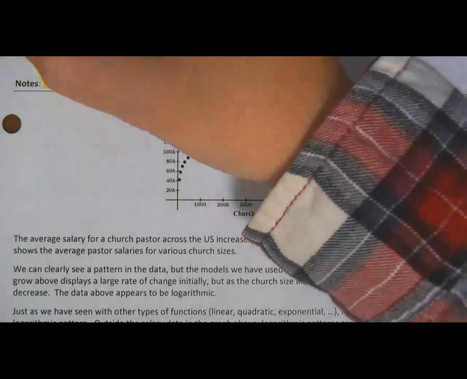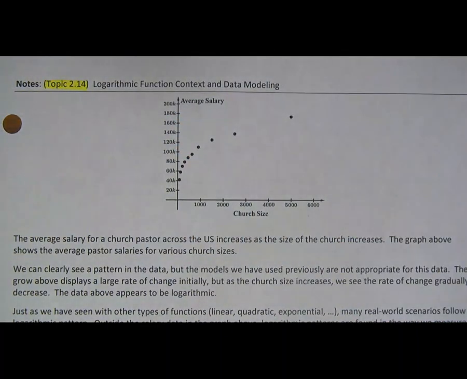Unit 2, we've got 15 total sections of this unit.